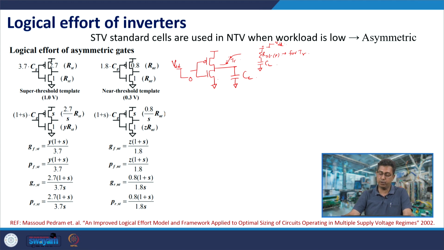Likewise, you get RST of N, and then you will take a ratio, and that ratio, they are saying, turns out to be 2.7. Okay. RST of N, they are calling RST here.